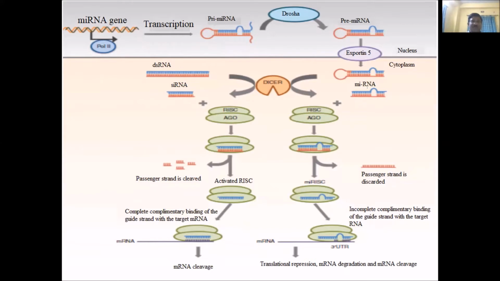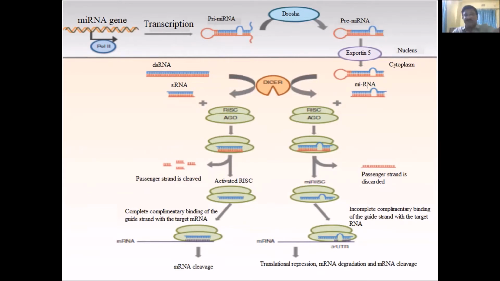So this is the thing for both. Passenger strand means the sense strand for both, leaving the antisense strand intact, and that antisense strand is going to bind with the sense mRNA strand to silence it or to cleave it. Now, another difference between them is that the small interfering RNA, as you can see, only cleaves, it only destroys the target mRNA.